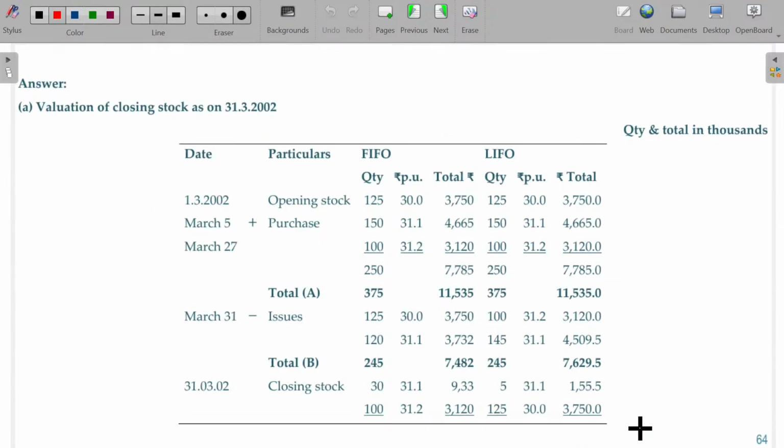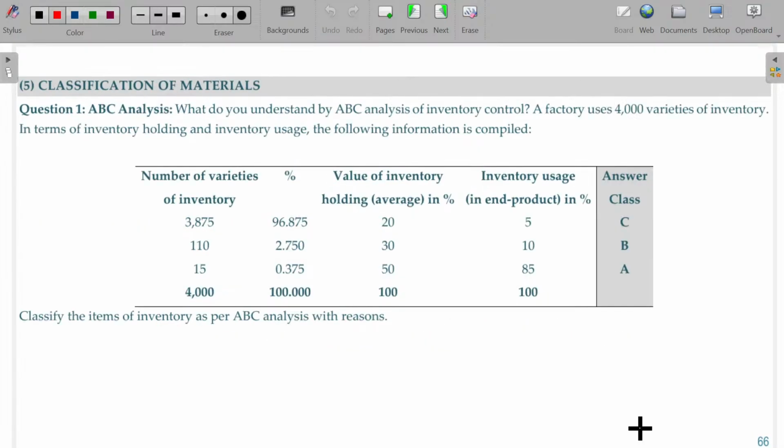See this illustration: classification of material. Actually, this ABC is predominantly theory. Rarely, sometimes, a question may come. This is one of the questions I have seen in a previous exam, so I incorporated this. It is also given in CMA material, CA material.